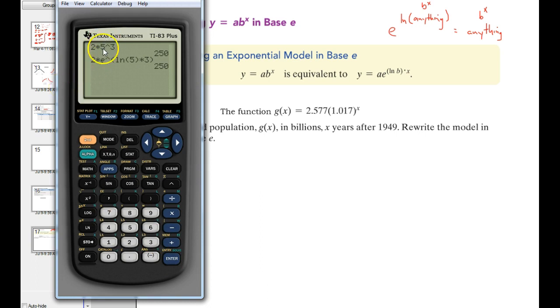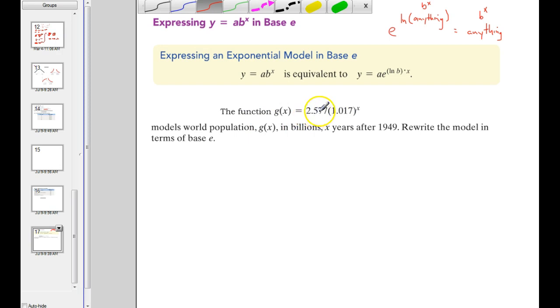It's just this is base 5 exponential, this is base e exponential. Remember, exponential base is what's being raised to a power. 5 is being raised to a power here, e is being raised to a power here. Alright, so we've got a function. This is like our a, this is our b. We've got a function written this way, and we want to rewrite the model in terms of base e. We want to write it this way.